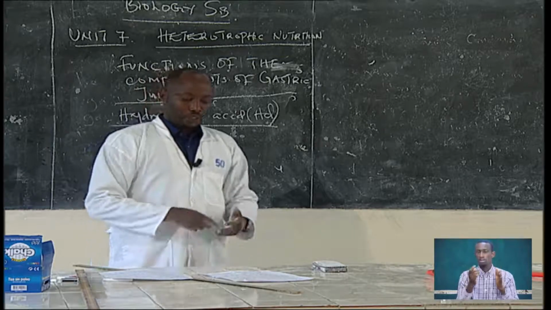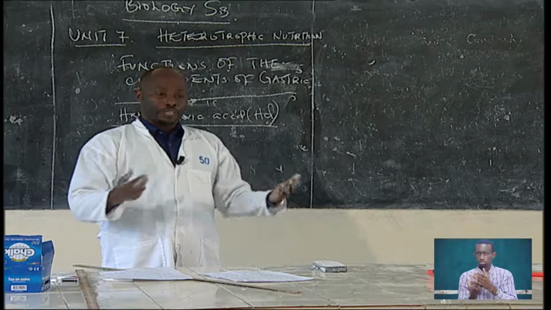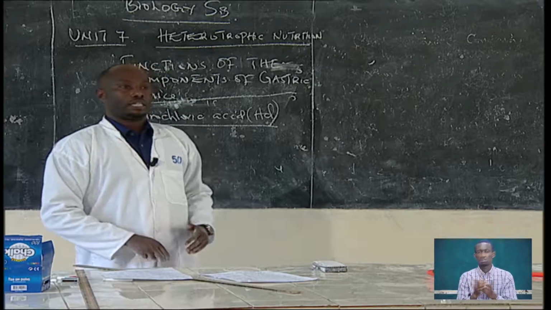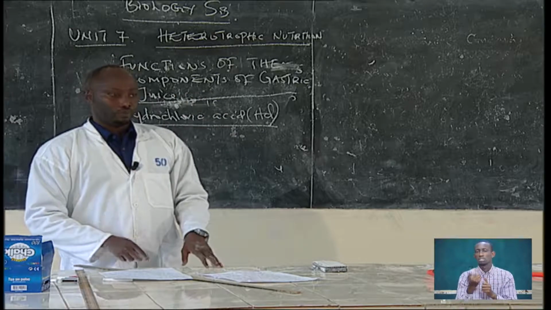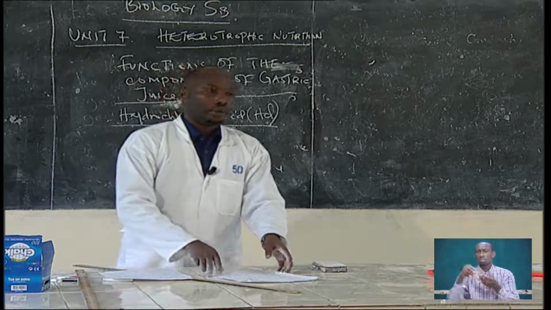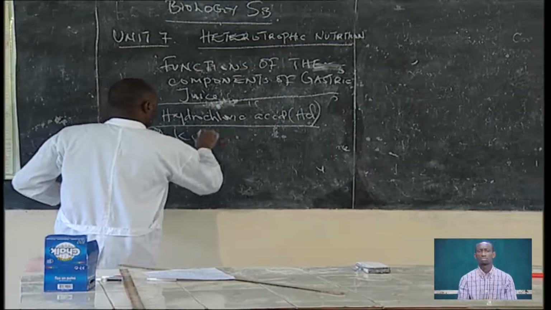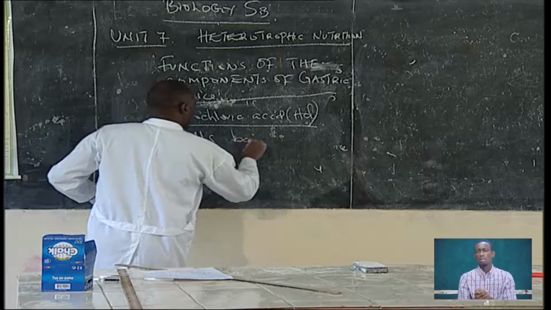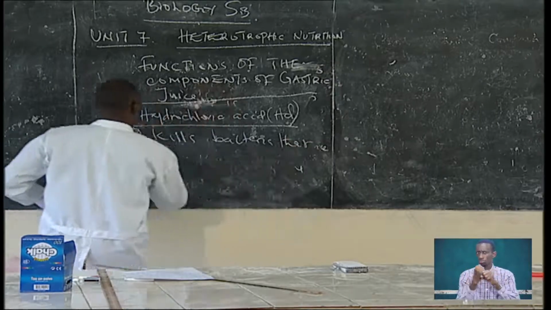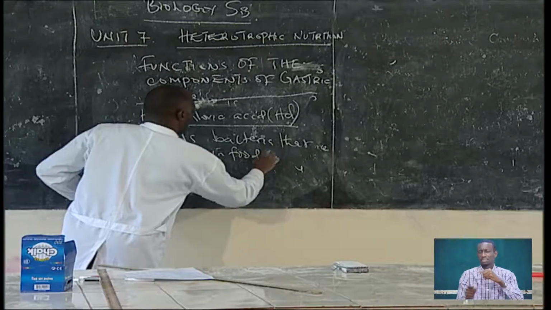It creates a suitable pH medium for the enzyme pepsin to perform its function. The last one, it prevents food from being fermented. So to summarize, one, it kills germs. It kills bacteria that are present in the food components.